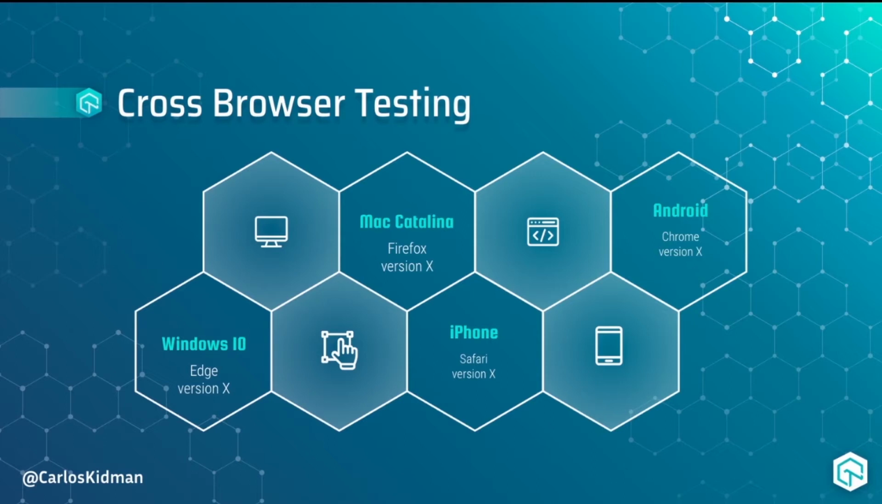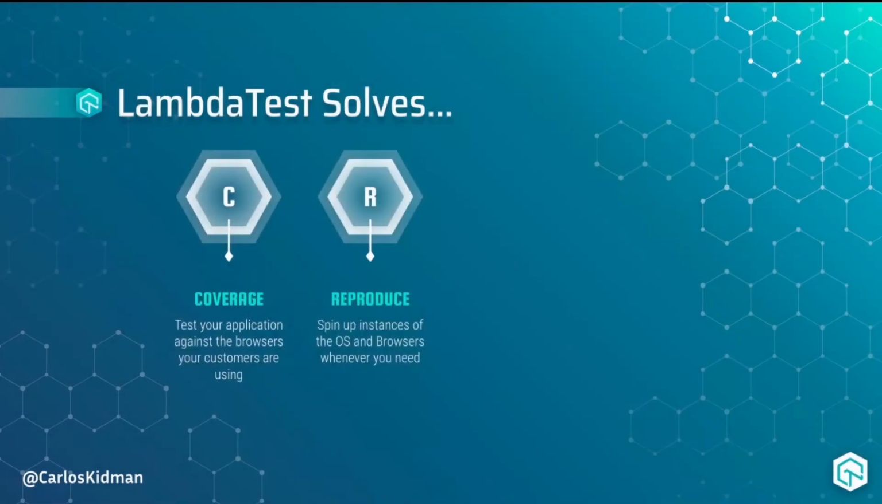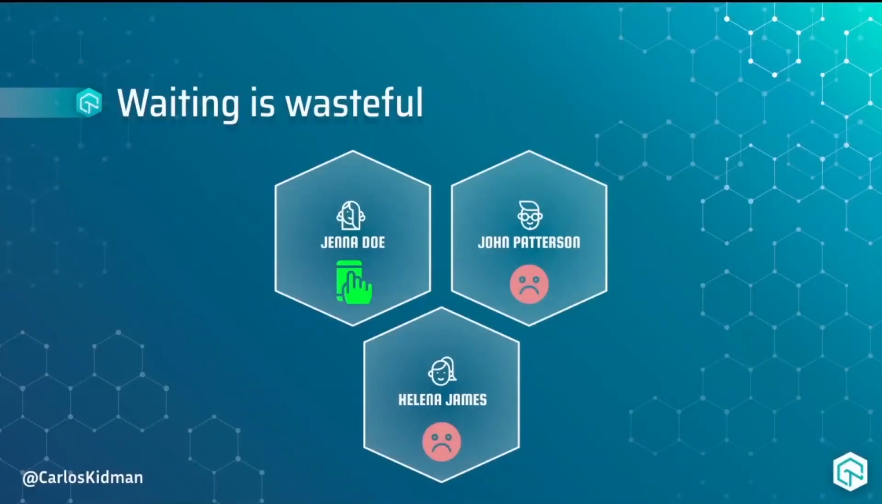Which brings me to the next problem Lambda Test solves: reproducing these environments. If there is only one Android device for the team to use, then only one person can test at a time. All that waiting is wasteful. Lambda Test can spin up as many instances as you need, so your environment doesn't become a bottleneck anymore.